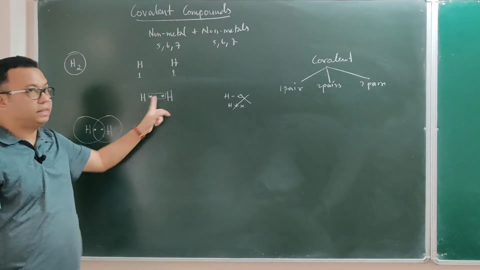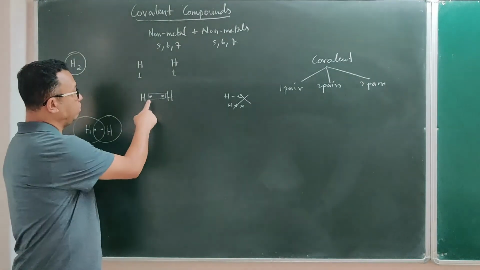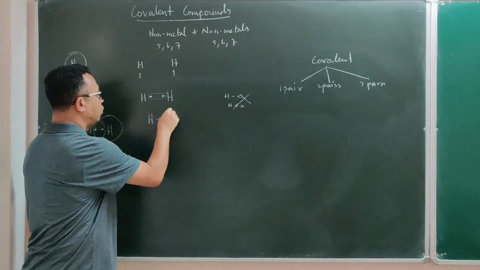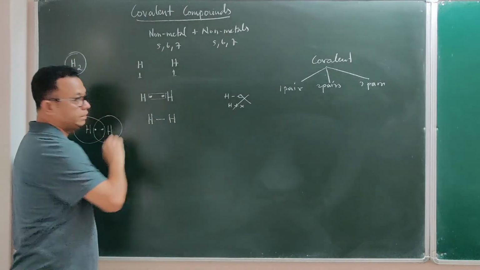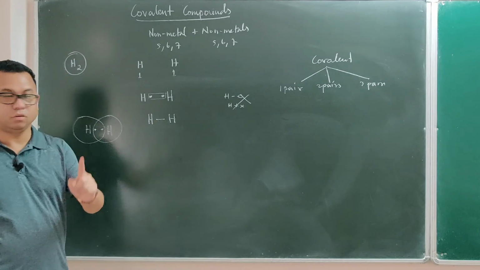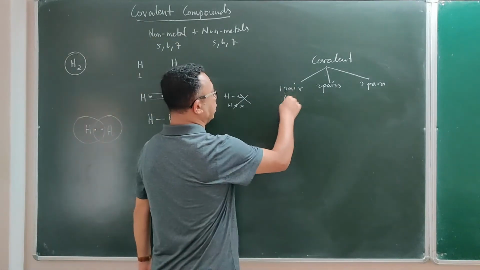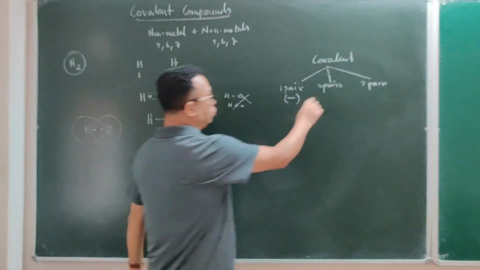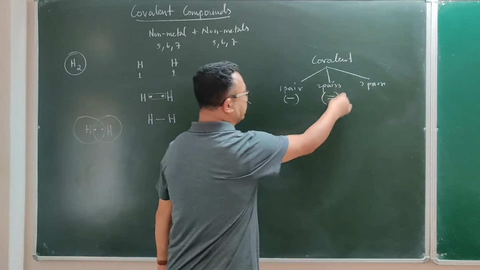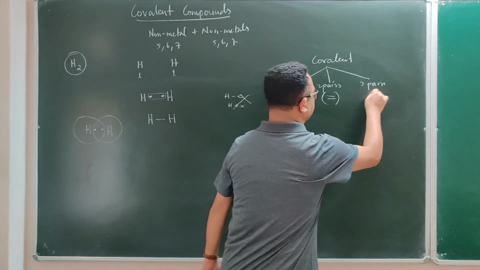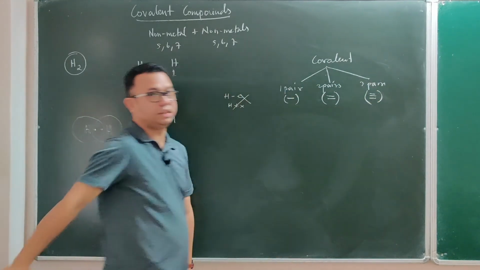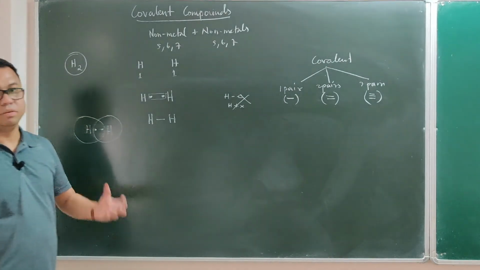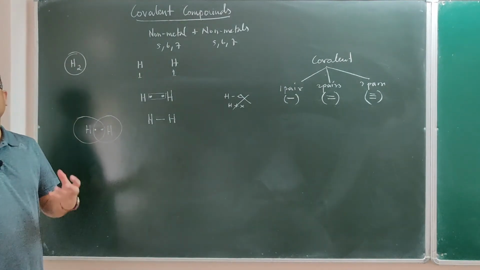Now, as there is sharing of electron, a single covalent bond is what is formed. A covalent bond is represented by a dash. A single dash means a single covalent bond, one pair of electrons. 2 pairs of electrons will be represented by a double dash, like this, and 3 pairs of electrons will be represented by 3 dashes, like this. So a single covalent bond, or a double covalent bond, or a triple covalent bond.